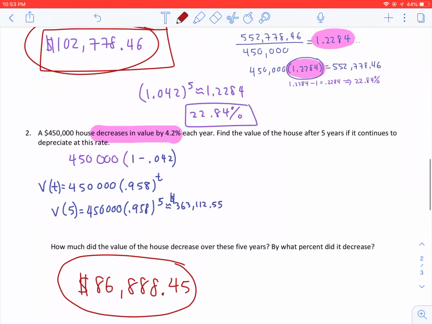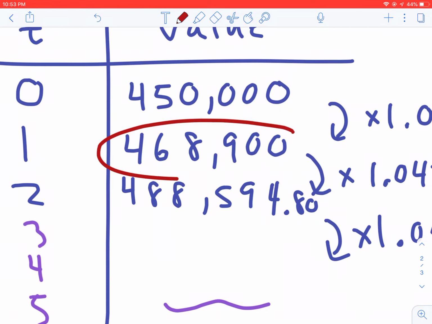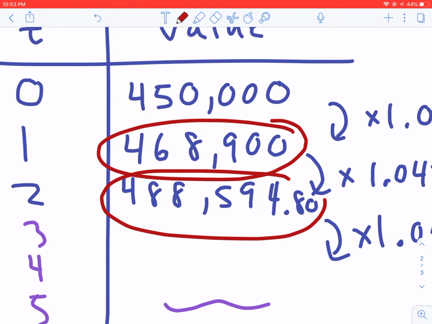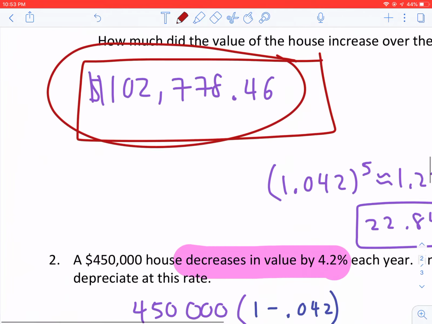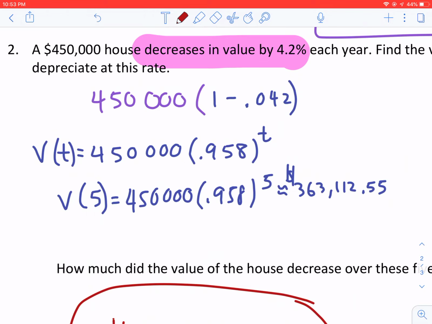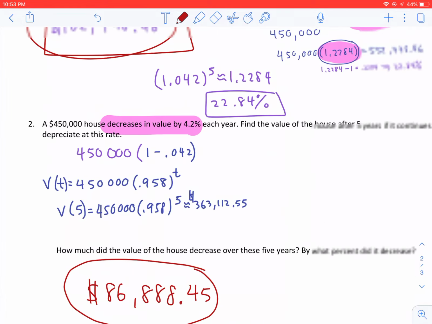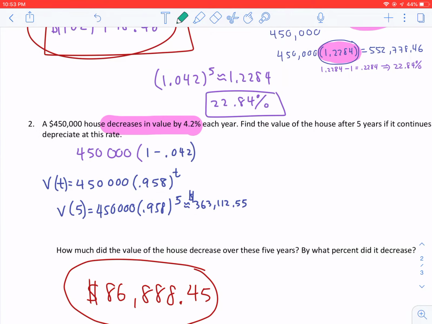Right? And the reason is, when we're increasing, we're increasing based on the previous price each year. So we're increasing on an increasing value. When we decrease each year, we're going to be decreasing based on a new lower value. So everything's different. You can't just assume percent increase is the same as the percent decrease.